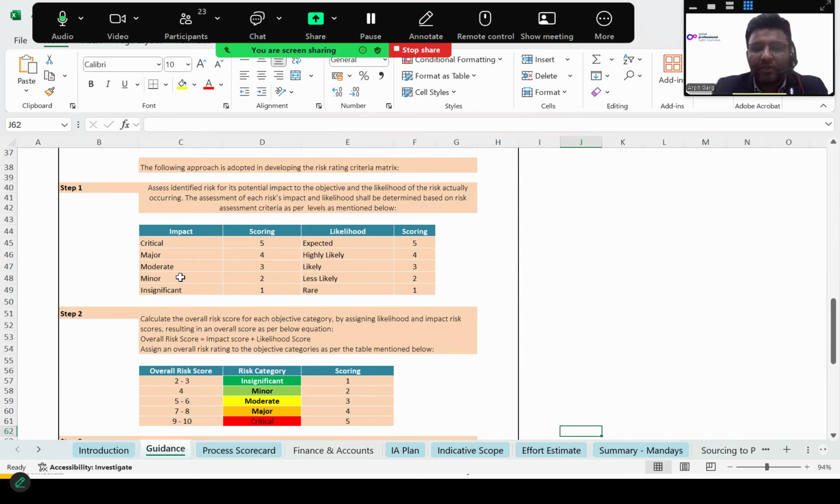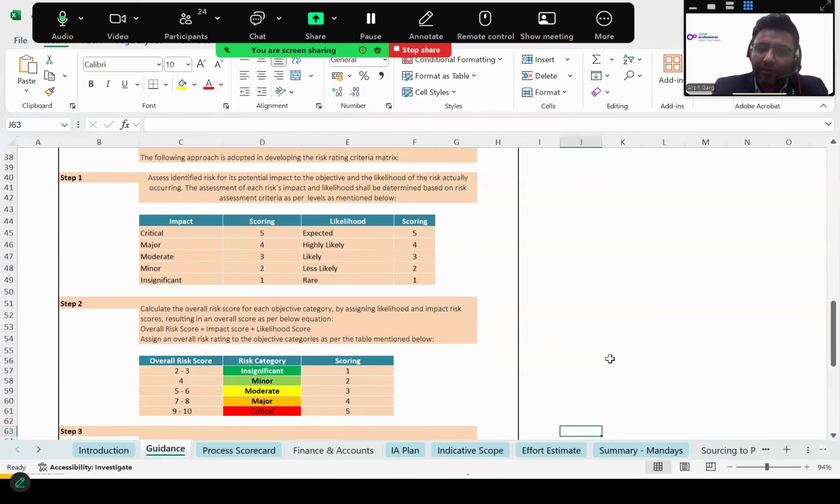So it is minor. Let's say something between 5 to 6 is moderate, 7 to 8 is major, and something which is 9 to 10 is critical. For example, impact is major and it is also expected to happen, so that is 9. So 9 is critical, right? So this is how criteria has been set to rate an overall risk score. So here we get the score, and based on the score, each risk line item is categorized as an insignificant risk, minor risk, moderate risk, major risk, or critical risk.